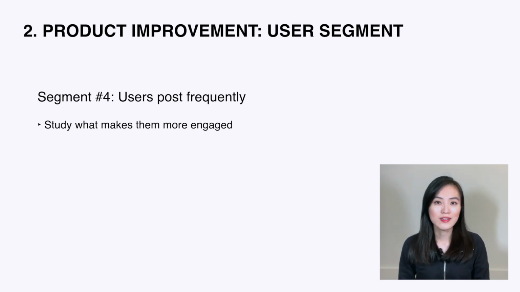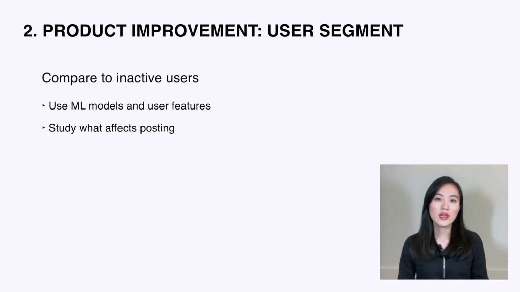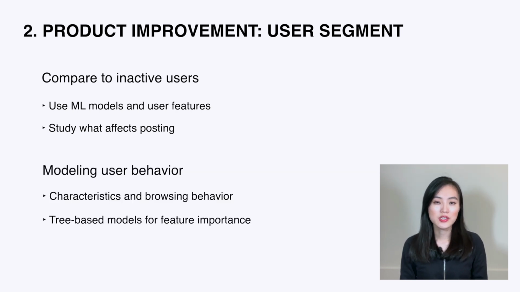The last group of users is those who post frequently. We want to study them, right? We want to know what makes them more active and engaged than others. We can compare them versus those who are inactive. For example, we could use a machine learning model and pick a few variables that you think would matter to change the number of posts. Typically, we can consider a combination of user characteristics and their browsing behaviors as features, and use a tree-based model to obtain the importance of those features.